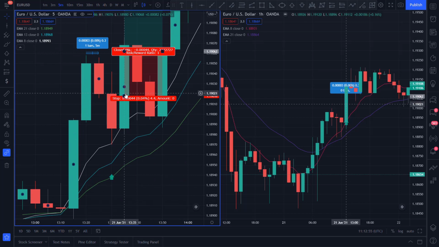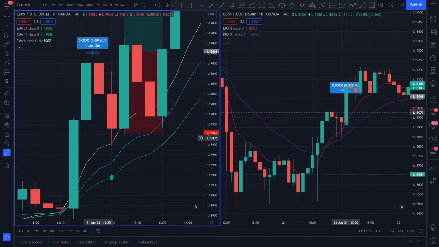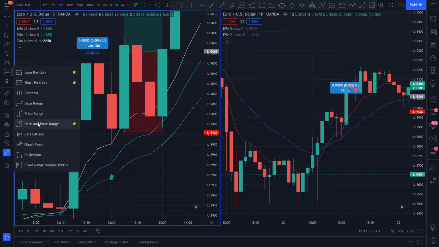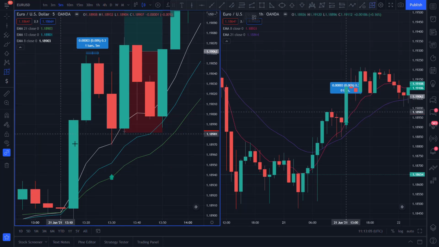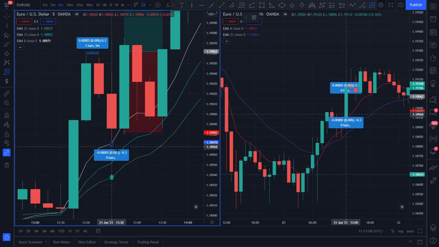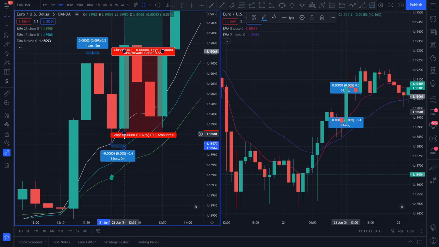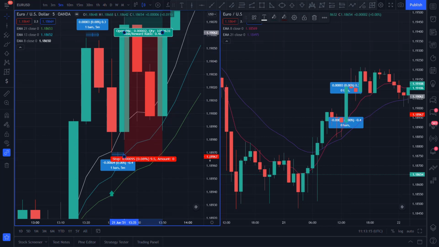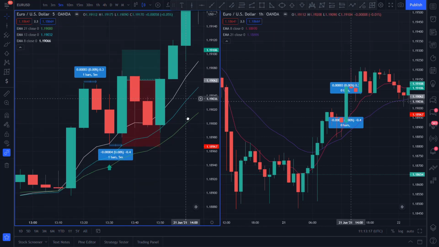Now we need to identify what is going to be our stop loss. So for the stop loss, you go back to the trigger candle. You are going to use again the date and price range tool, and you are going to target 3 pips below the lowest point of the trigger candle. And now you have your risk set.